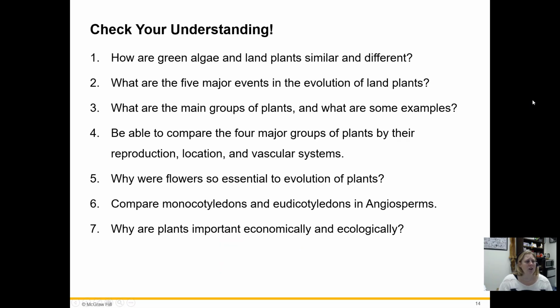So here is your check your understanding for plants. If you have questions, let me know. Go outside, look for some plants, look for some characteristics, find some monocots and dicots and tell me why they are, and I'll see you in the next lecture.